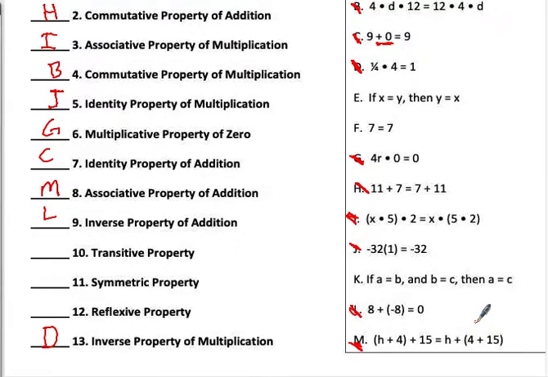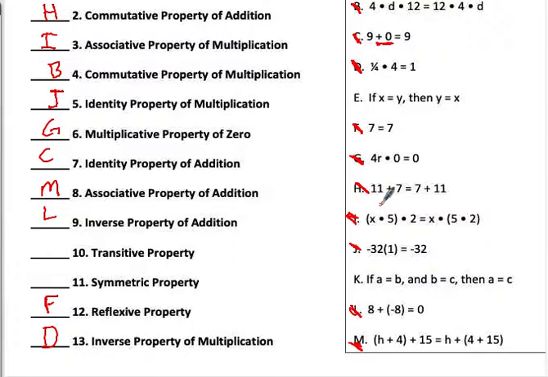So what does the word reflexive make you think of? What word kind of sounds like reflexive? Reflect. And so reflect is like you put something up in a mirror, you see the exact image of what you see, right? So it's got to be F. F is the reflexive property because it's the exact same thing on both sides. It's just reflecting itself across the equal sign. That's all that means. So F is the reflexive property. Okay.